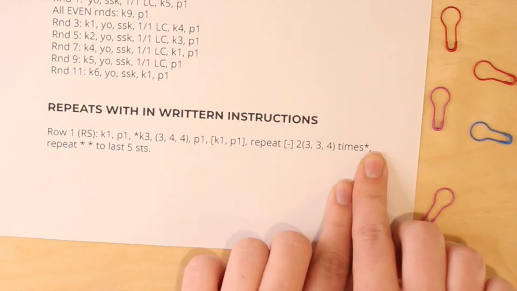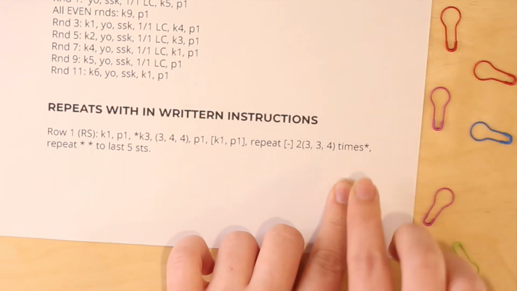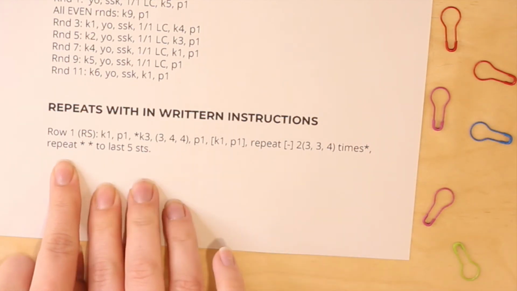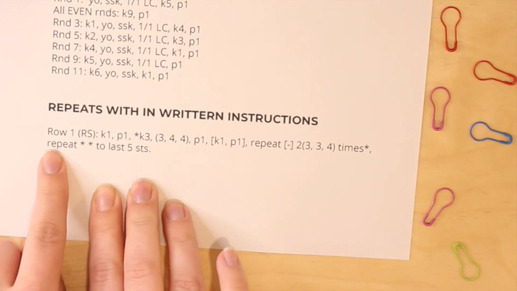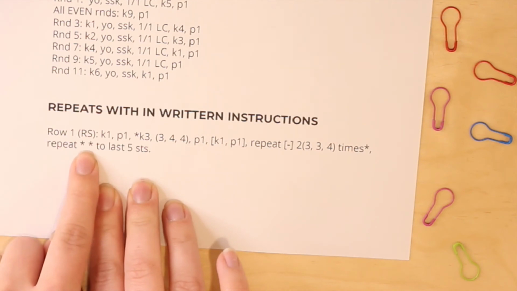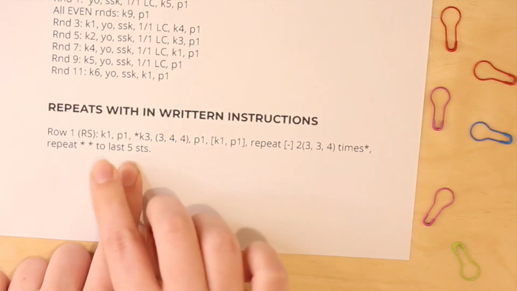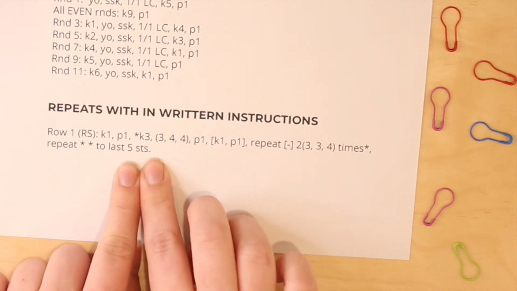So pick your size depending on its position in the bracket. And at the end, you'll see also an asterisk. So here you'll see an example of where it's saying repeat between the two asterisks. And in this case, you're repeating until the last 5 stitches.